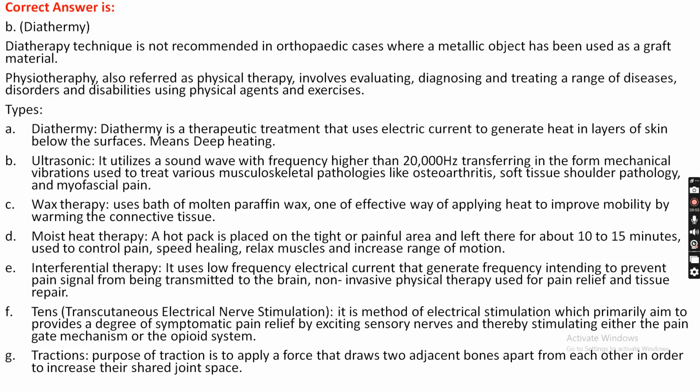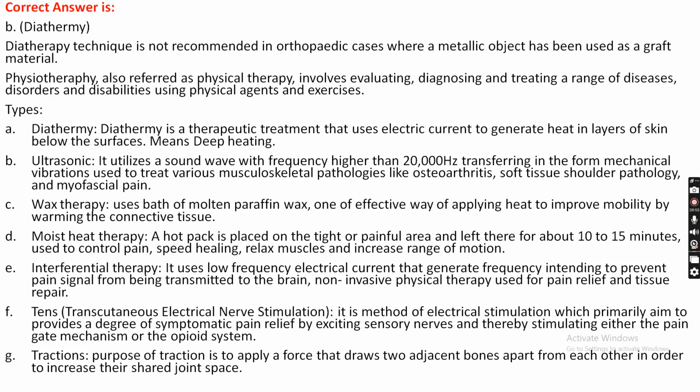If we see the term physiotherapy itself, it implies physical therapy. Physical therapy is used to diagnose and treat some kind of disease, disorder and disability. There are different types of physiotherapy, like diathermy. Diathermy is a special type of physiotherapy in which we use electrical current which generates heat in the layers of skin below the surface. It is also known as deep heating.